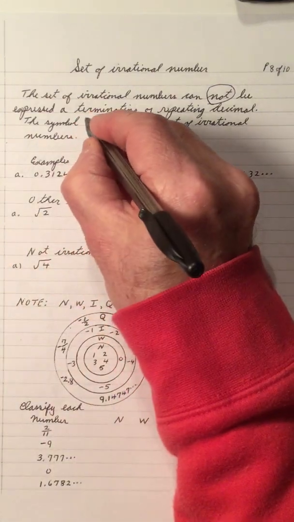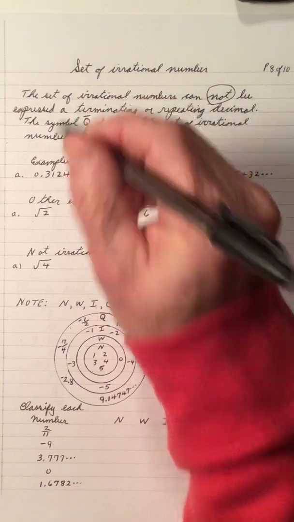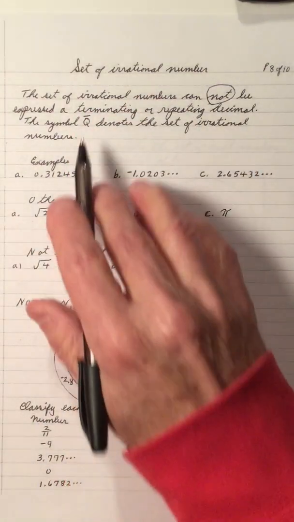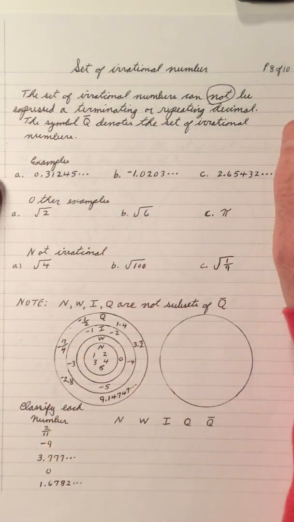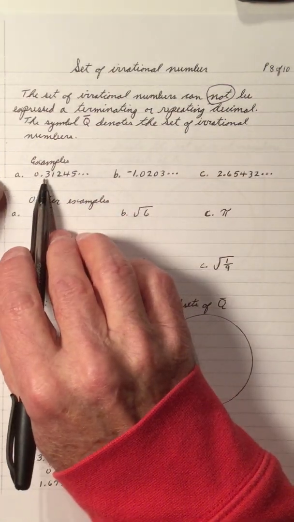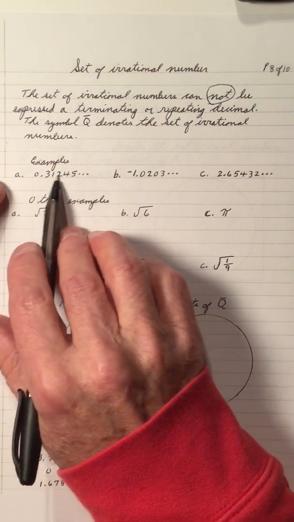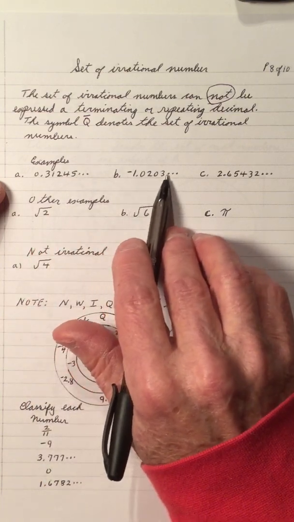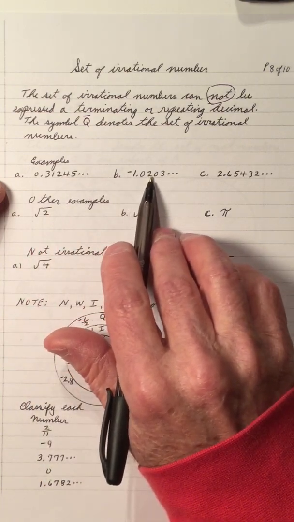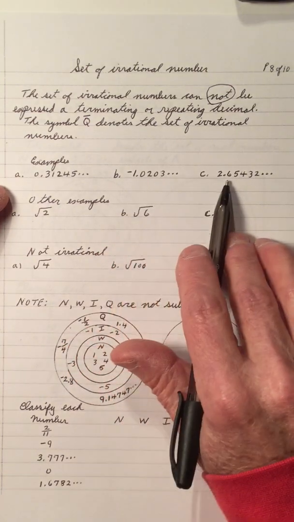The symbol is Q with a bar. Now, different books and different teachers might have different symbols for these. So Q with a bar denotes the irrational numbers. The irrational numbers, notice this is not repeating, it's not terminating. Notice this one, 3 dots, so it's not terminating, but it doesn't repeat, so it's irrational.